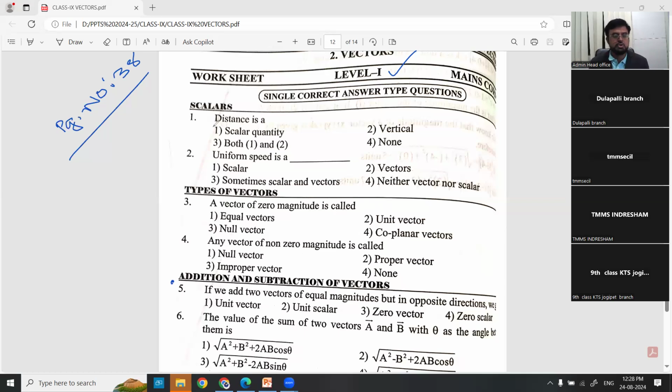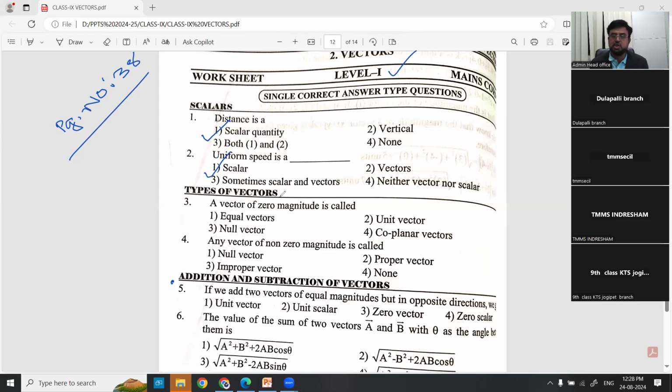Distance is a scalar quantity because it does not have any direction. Distance has only magnitude, no direction, right? Correct or not? Next, uniform speed is a, what is speed? Speed itself is a scalar quantity, so uniform speed is also a scalar. Whether the body is moving with any constant speed, there is no direction, because speed is equal to distance by time. So we are defining the speed in terms of distance, so it comes under scalar.